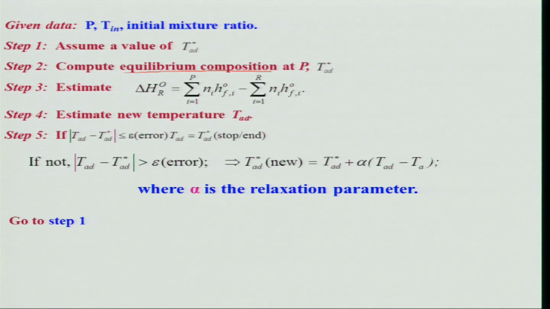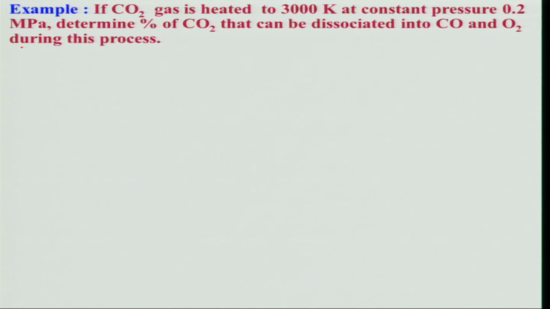So, now let us look at an example which we will be dealing with in the classroom. If CO2 gas is heated to 3000 Kelvin at a constant pressure of 0.2 megapascal, we need to determine the percentage of CO2 that can be dissociated into CO and O2 during this process. So, the temperature is given and the pressure is given, right. Here the temperature is known, unlike the previous case where you do not know the temperature, right. Therefore, you need to go and find out the percent of carbon dioxide.